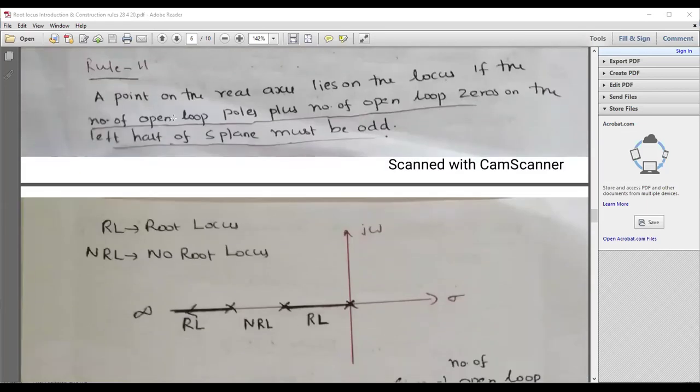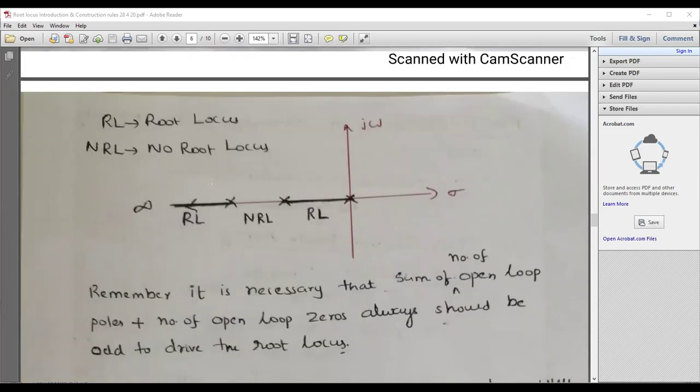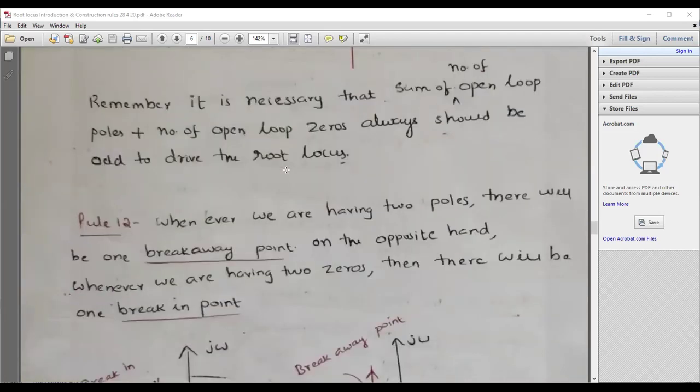So rule number 11, a point on the real axis lies on the root locus if the number of open loop poles plus the number of open loop zeros on the right half of the S-plane must be odd. Okay, so these are the conditions. Please go through that.